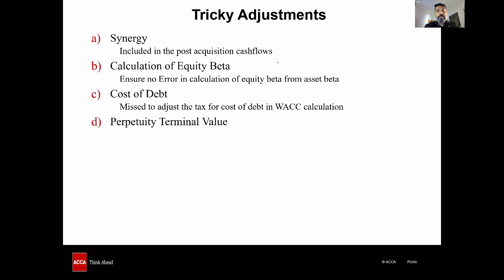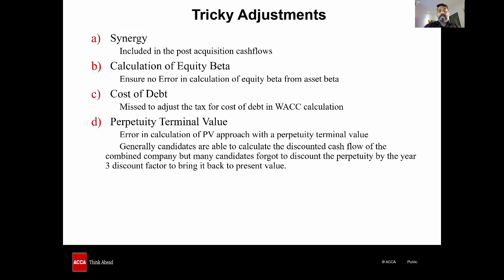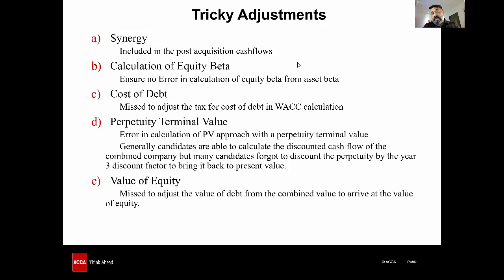Perpetuity terminal value. Since the perpetuity does not start in the first year, it has to be multiplied by the previous year discount factor. We've seen errors in the present value approach whenever there is a perpetuity terminal value. Candidates are generally able to calculate the discounted cash flow of the combined company, but many forget to discount the perpetuity by, in our case, the year 3 discount factor to bring it back to present value. And finally, the value of equity. To arrive at the value of equity, you are supposed to reduce the value of debt. There are several cases where they miss adjusting the value of debt from the combined value to arrive at the value of equity.